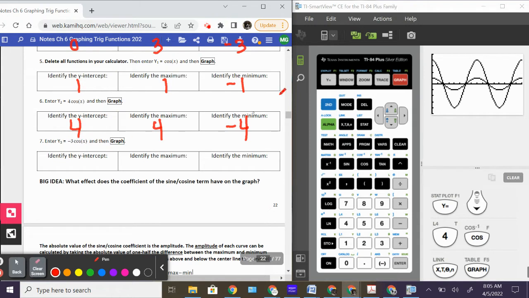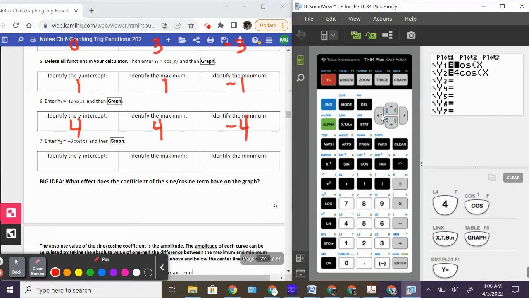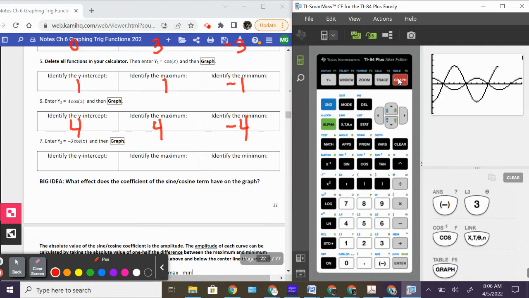Okay, and then what do you think this negative is going to do? Think back to last year with all the parabolas that you did and all the functions that you studied. What would a negative do? Well, hopefully you remember that it reflects it vertically.